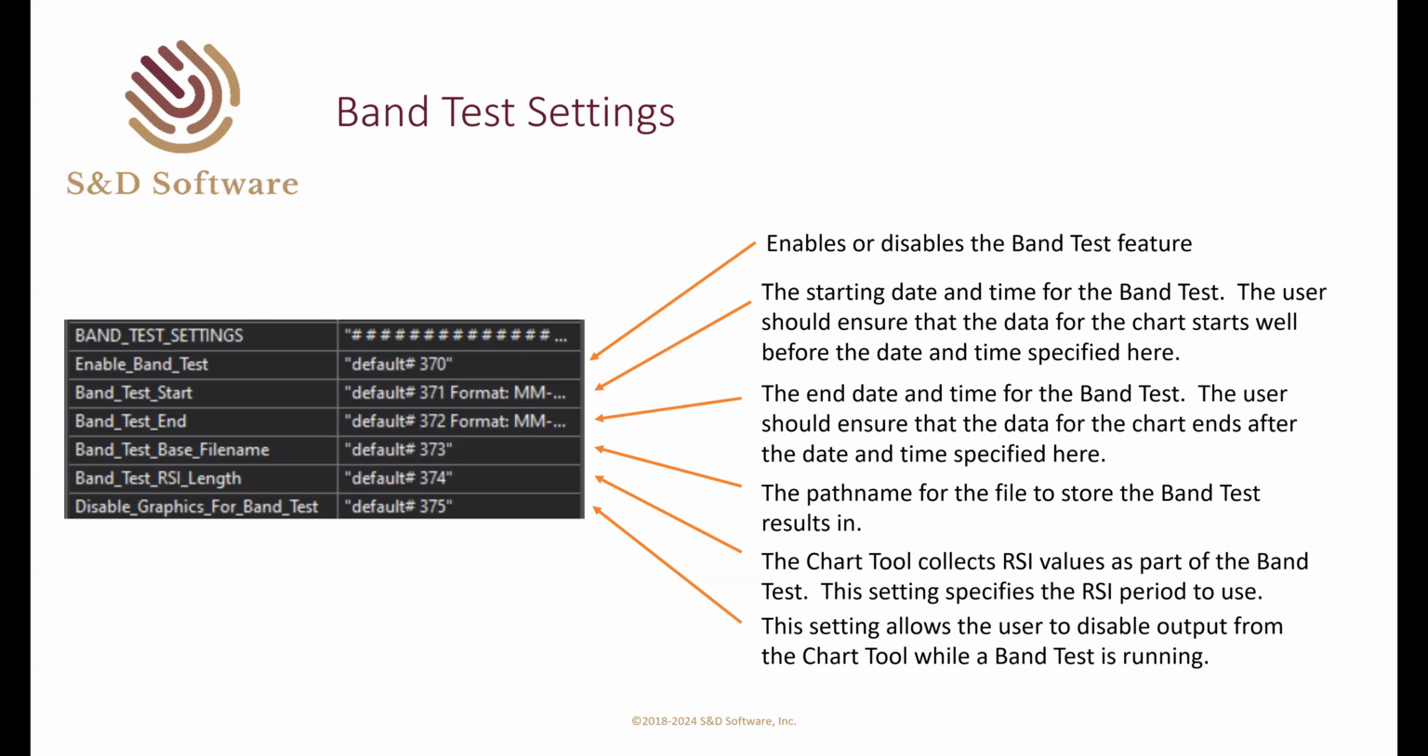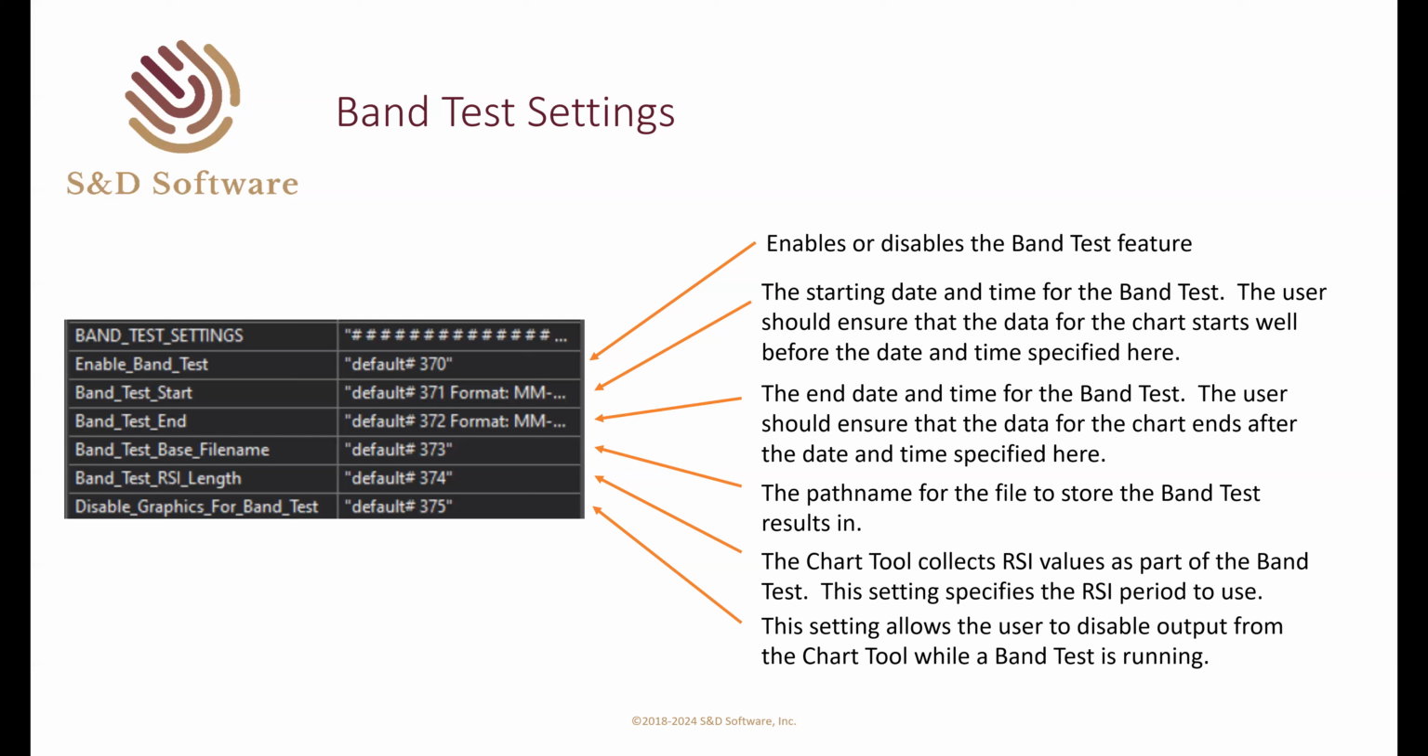Now, the last setting here, disable graphics for band test. This will basically turn off the output from the chart tool. And the reason you may want to do that is because on large tests, like let's say you're going to test 6 months on a 5-minute interval, that's a lot of data that's going to be downloaded by TradeStation. That's a lot of data that's got to be processed by the chart tool.